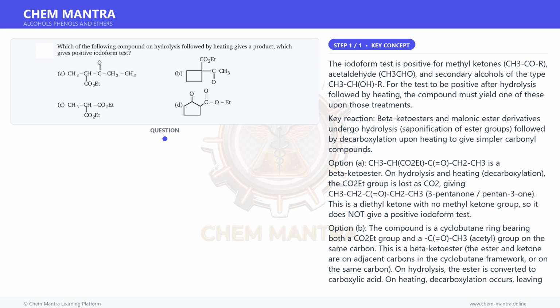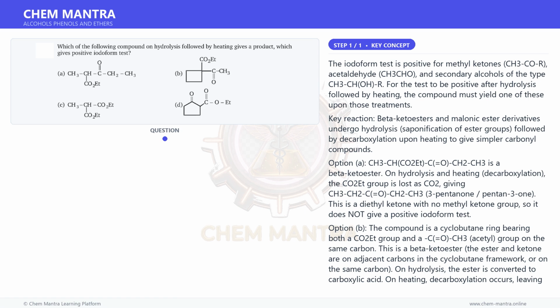Option C: CH3CH(CO2Et)2 is a malonic ester derivative. On hydrolysis and heating, decarboxylation, it gives CH3CH2-CO2H, propanoic acid. This is a carboxylic acid, not a methyl ketone, so it does not give the iodoform test.